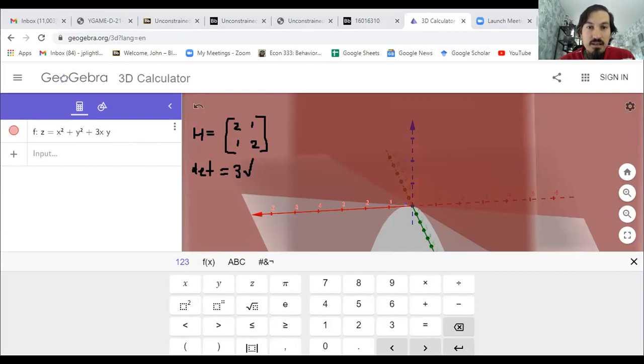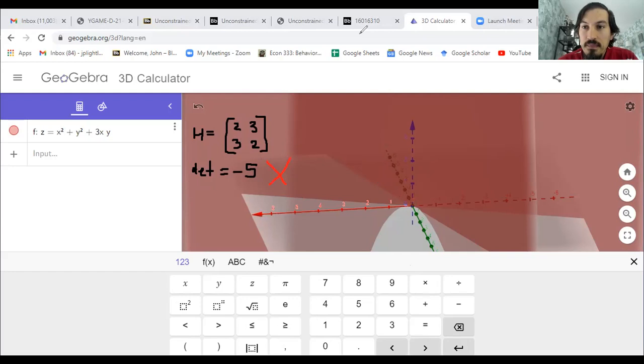Let's erase these ones and replace them with threes. 3 here, 3 here. Now the determinant is 4 minus 9. 4 minus 9 is -5, which maybe I should even do in red. It doesn't pass the second order condition anymore because of this cross partial term. What does that imply about the graph?